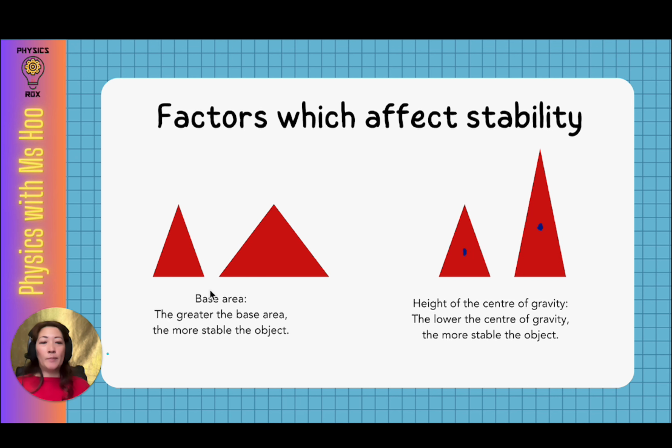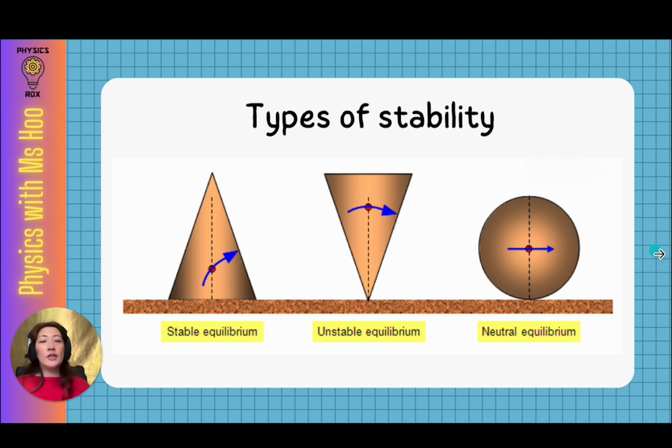Now, why is it that the base area and the height of the center of gravity can affect the stability? Let's look at it more closely in terms of toppling, but before we go into that, let's just have a quick understanding about the different types of stability. Generally, you need to know there are three types of stability. We have stable equilibrium, unstable equilibrium, and neutral equilibrium.